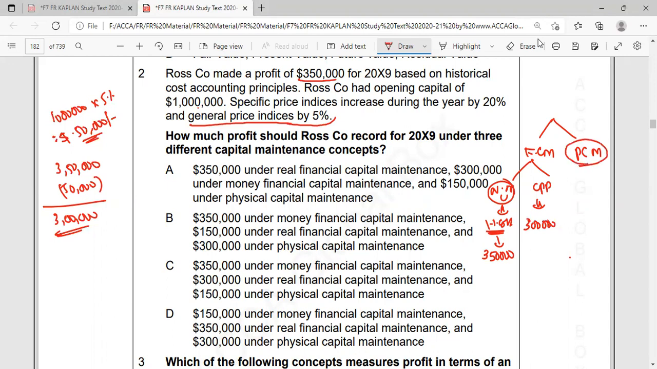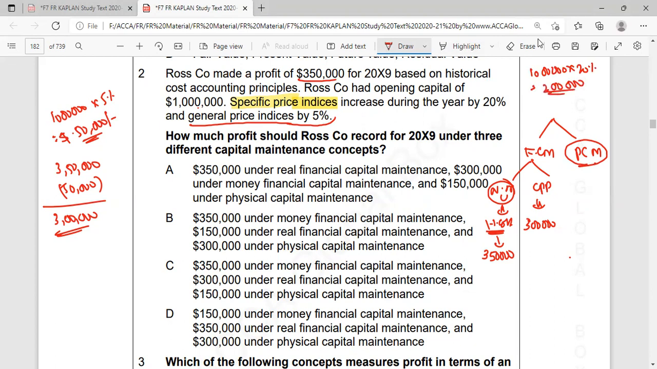Then coming to physical capital maintenance, it considers specific prices, specific price indices. So here, for specific price indices, what is the capital maintenance? 20% is required. So 10 lakh into 20% is nothing but 2 lakh. Then what is the total profit? 3,50,000 minus 2 lakh, that is 1,50,000. So in case of financial capital maintenance, nominal money cash flows, nominal money values are considered.